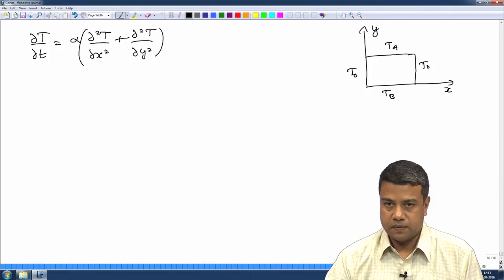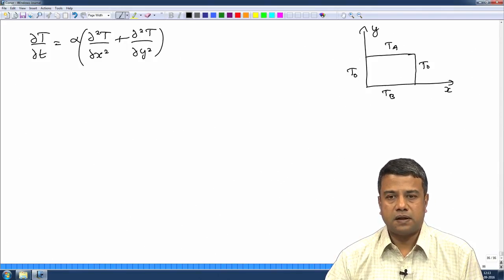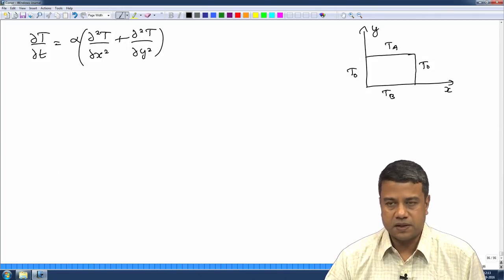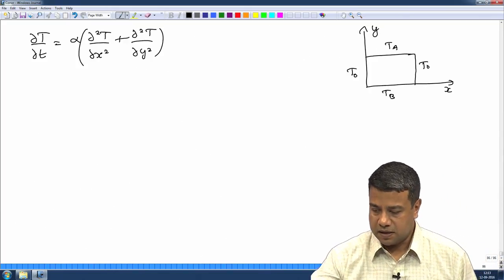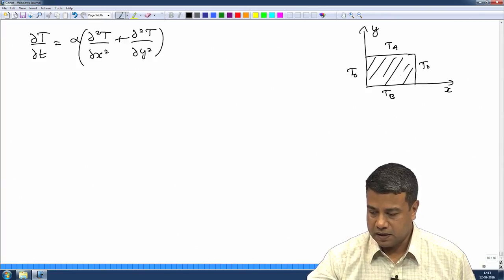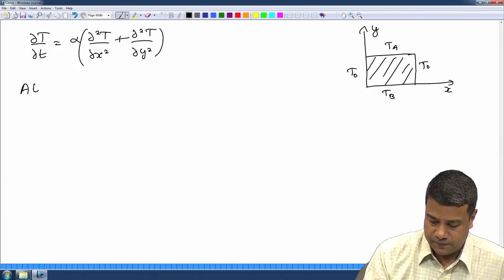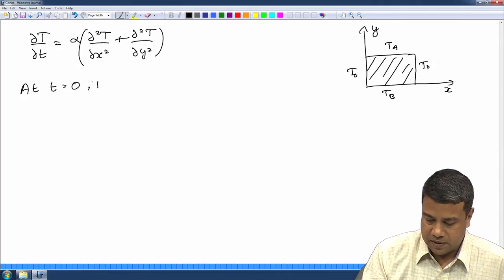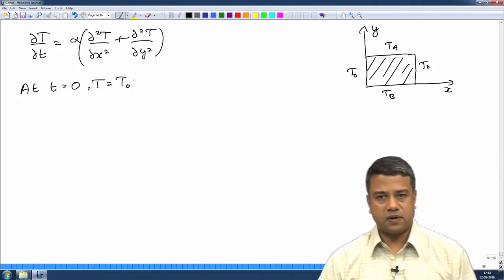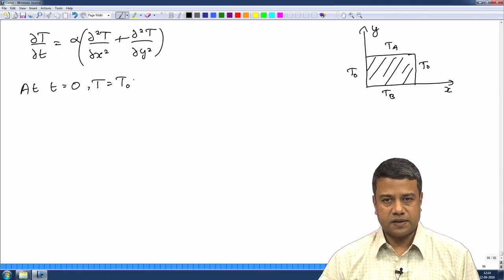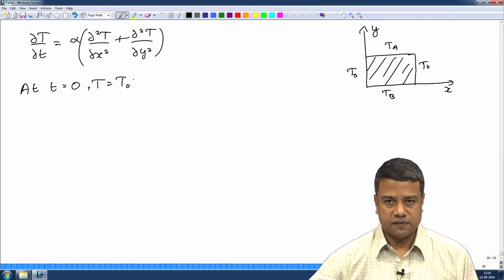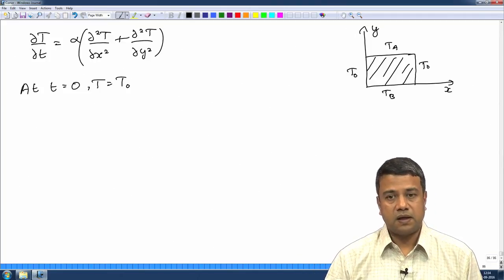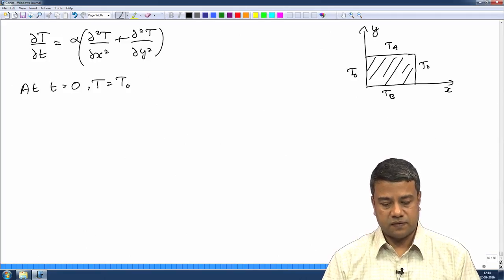Now, for separation of variables, I require that the system be homogeneous in all directions except one. In this particular case, if for example, I consider that the temperature throughout this block at time t is equal to 0, the temperature is equal to T naught. So, I start with a block that is isothermal, and at t is equal to 0, I bring the top surface in contact with the temperature T A and the bottom surface in contact with the temperature T B, and then I want to find out how the temperature evolves as a function of time.